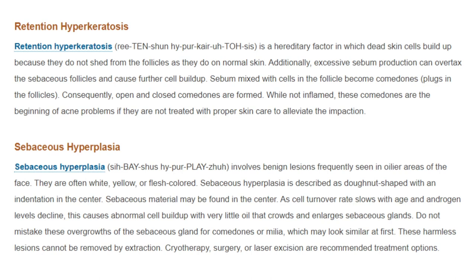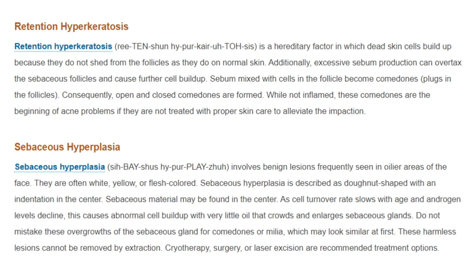Sebaceous hyperplasia. Sebaceous hyperplasia involves benign lesions frequently seen in oilier areas of the face. They are often white, yellow, or flesh-colored. Sebaceous hyperplasia is described as donut-shaped with an indentation in the center. Sebaceous material may be found in the center.